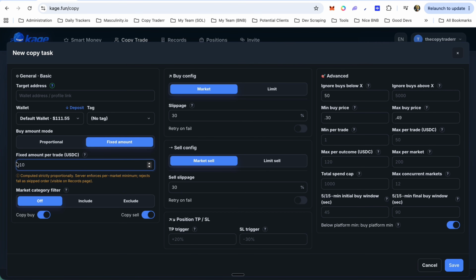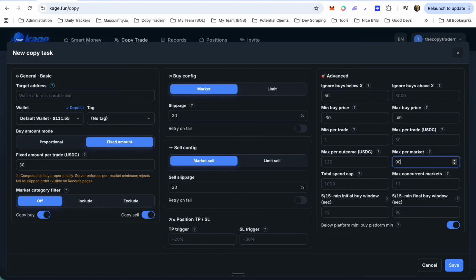So what I can do in my simulator and in my copy trading bot is that if I'm only going to have a buy size of about $30, then I can say the max money that I'm willing to spend per market or per bet is $90, meaning I would only enter 3 times no matter if the bet was a loss or a win.